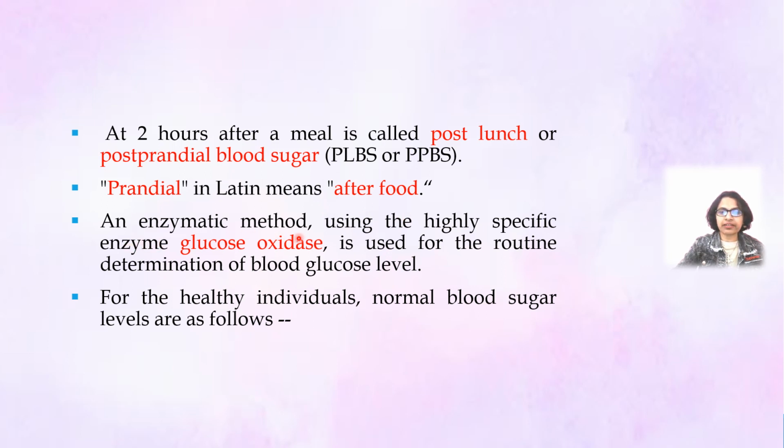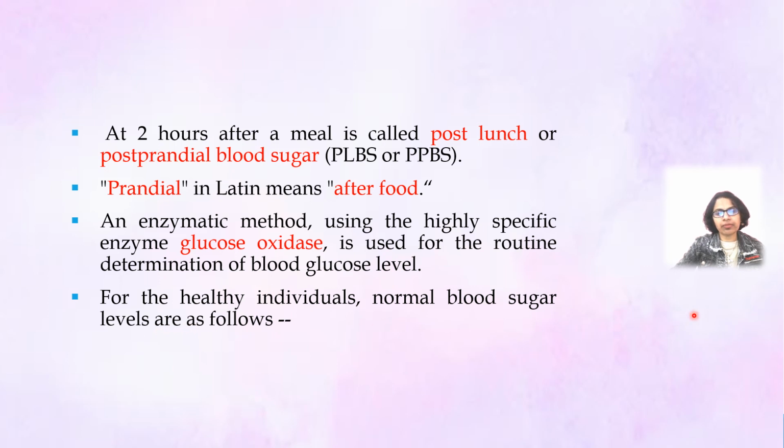It is an enzymatic method using the highly specific enzyme, glucose oxidase, for the routine determination of blood glucose level. Whenever we are sending any blood sample to the laboratory, we have to notify what kind of blood sample, that is known as vacuum, we have to use for such kind of investigation.